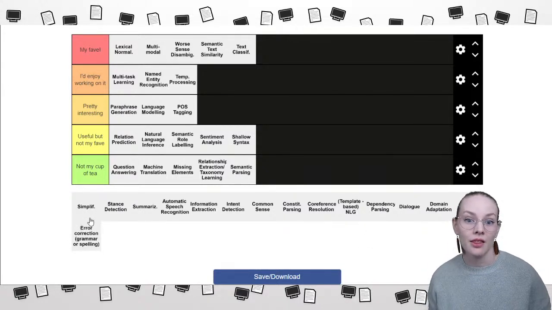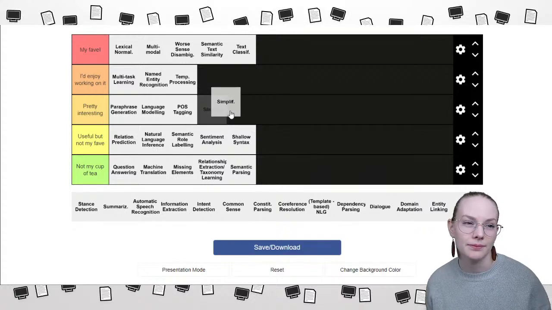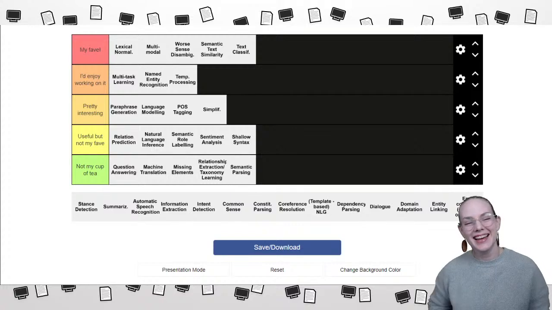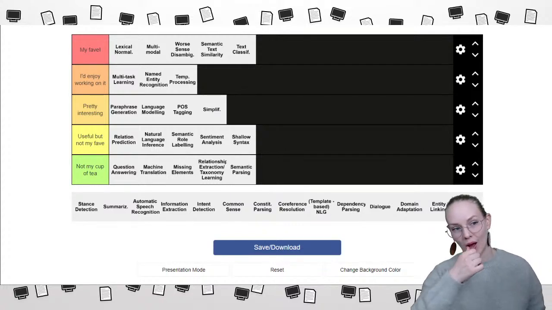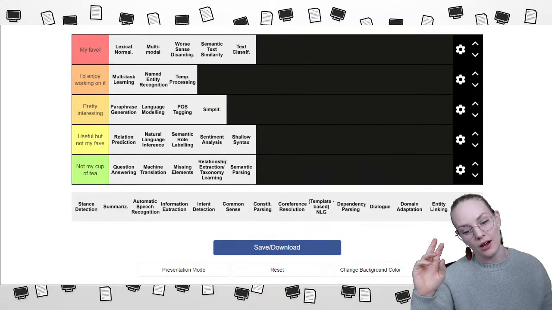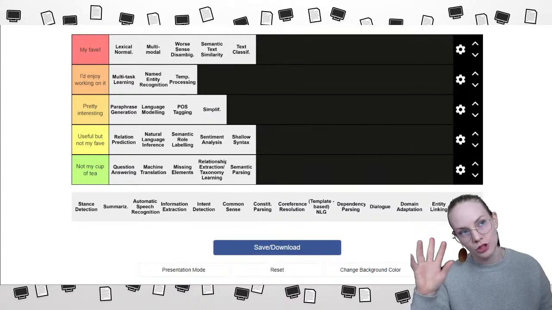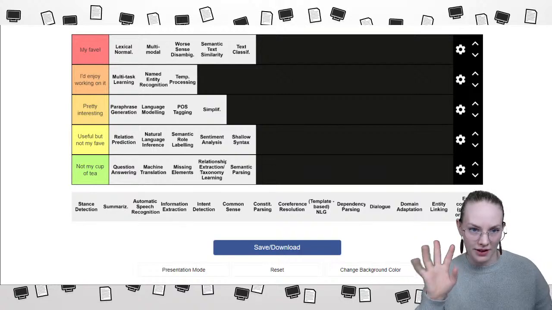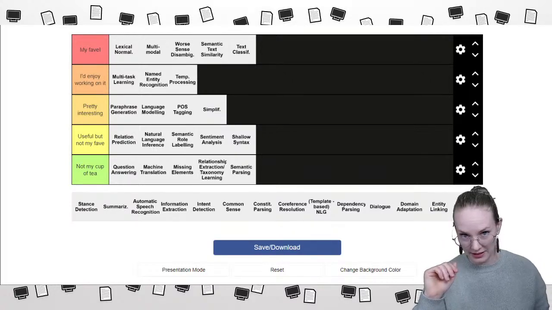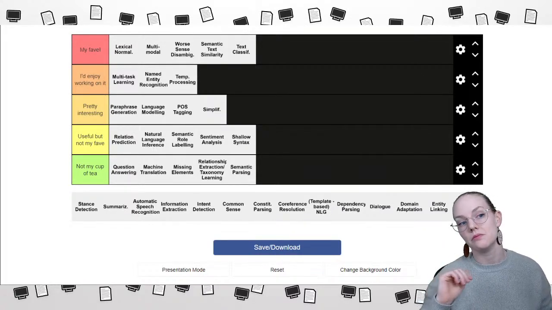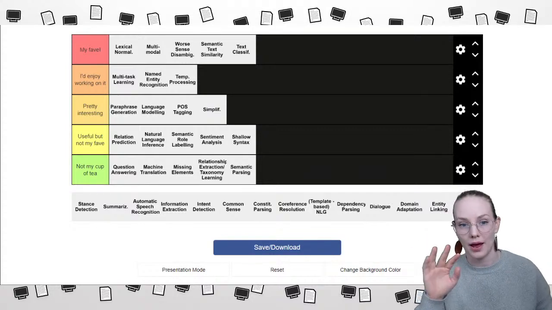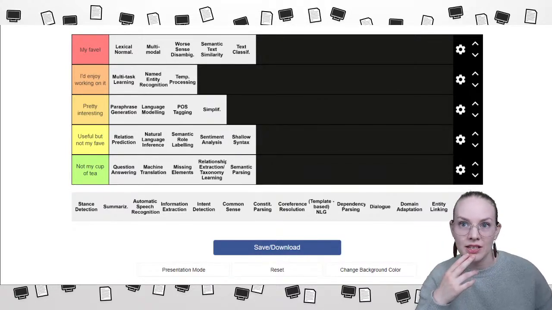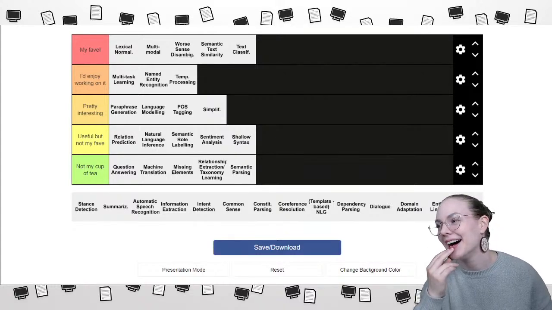Text simplification. This I think is pretty interesting. So this is taking a text, and usually changing it in such a way that it conveys the same sort of semantic meaning, but in a less complex way. And I think it's interesting because I think there's a lot of applications for it.